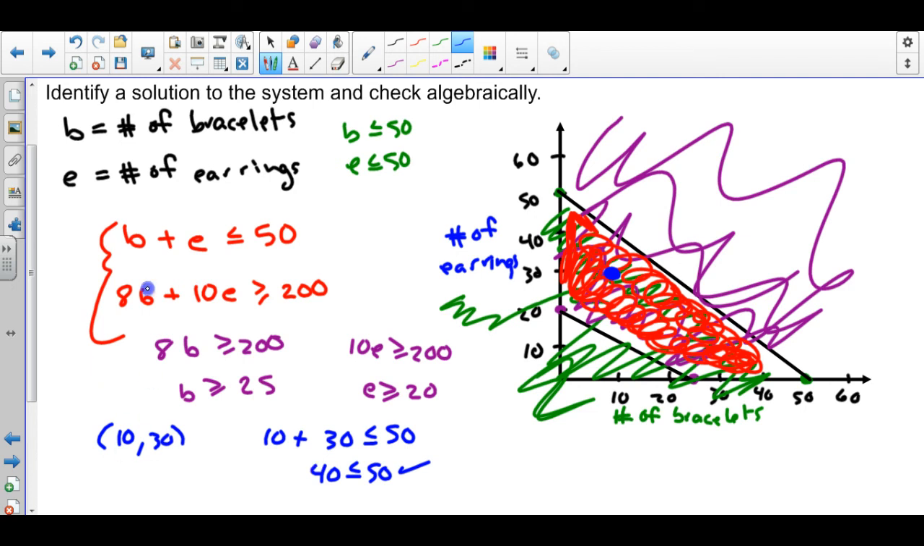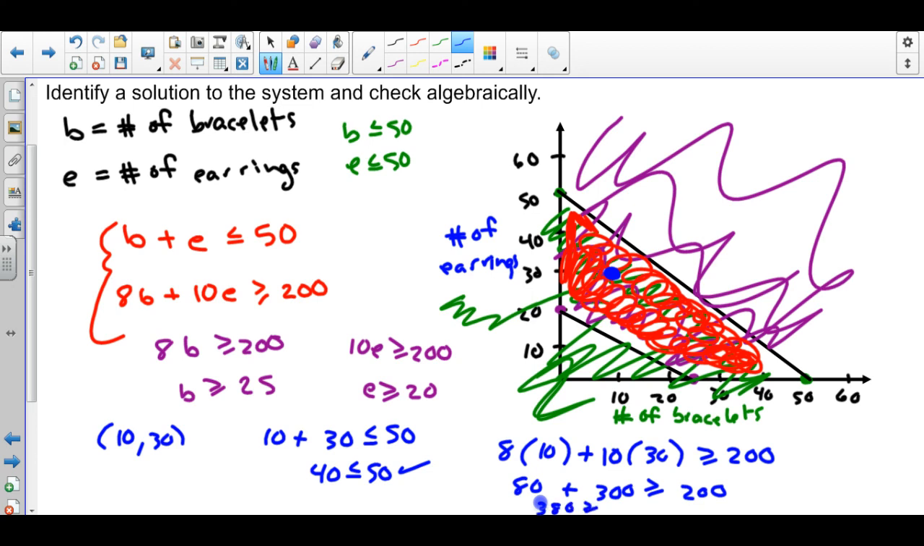And now I'm going to substitute this into the bottom one and do 8 times 10 plus 10 times the 30 pairs of earrings. Again, she wants to meet a goal of $200. So that gives me 80 plus 300, and when you combine that, I end up with 380 is greater than or equal to 200. So she makes $380, so that satisfies it. Again, any point in that region is going to be part of your solution.